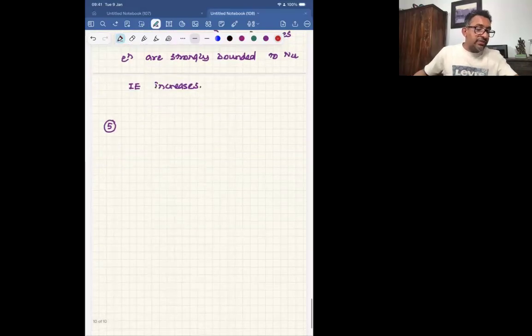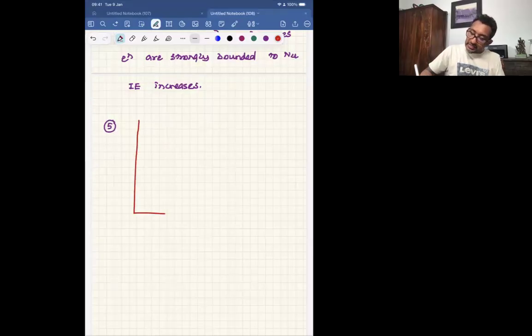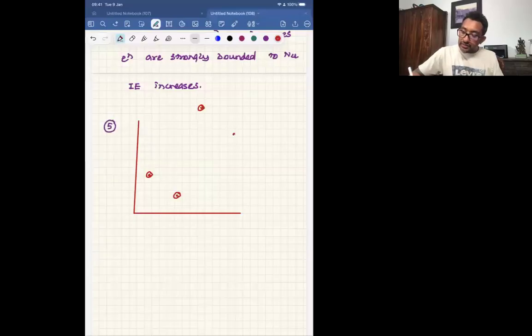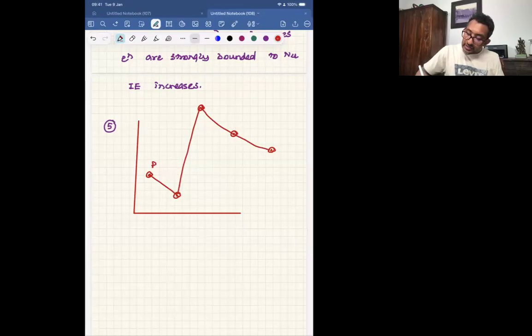The covalent radius of the following elements P, Q, R, S, T is given below. This is the table that they have given. This is P, this is Q, R, S and T. This is the radius, not the ionization energy.